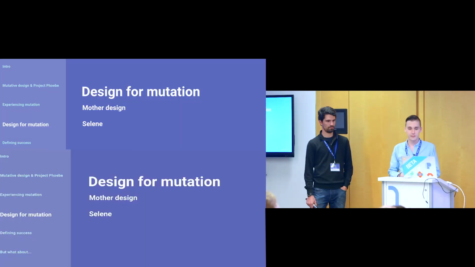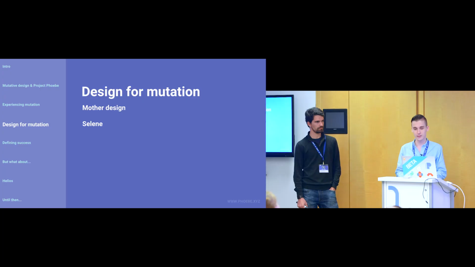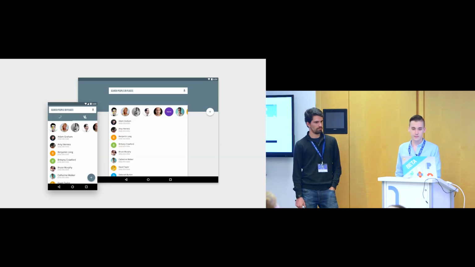So how does that impact the design process? I'll talk about mother design, which is the original design for the app before it's changed, and Selene, which is a sample app that we built together to demonstrate a couple of really simple mutations. So going back to this, this is the mother design for the 2 example users that you just saw. Basically, this is the design that you make as the designer and the developer as a starting point. It's the archetypal design, and this is where you want to define all of the components that will exist in the app.